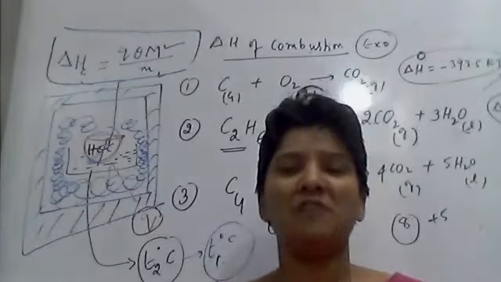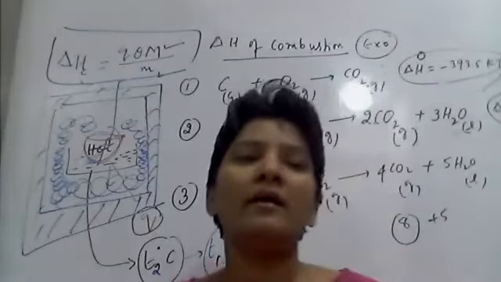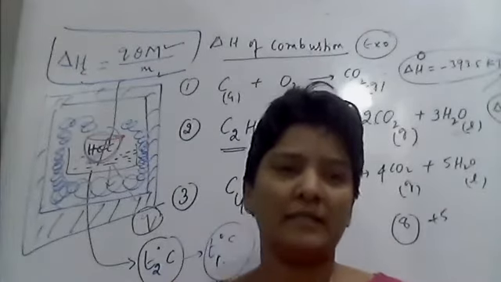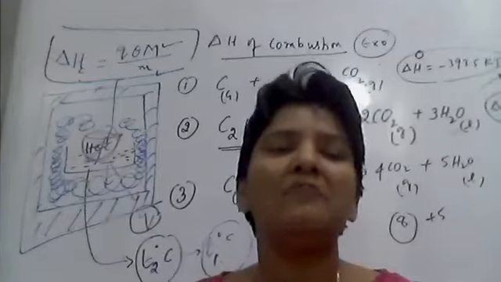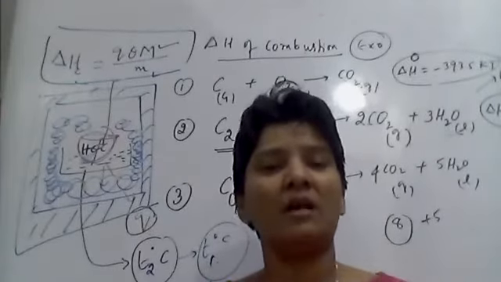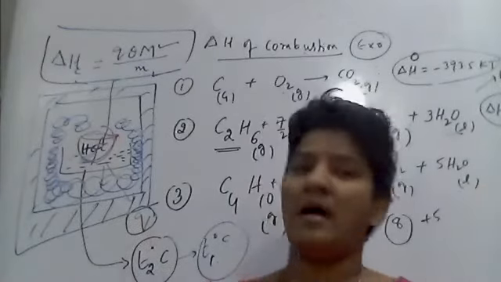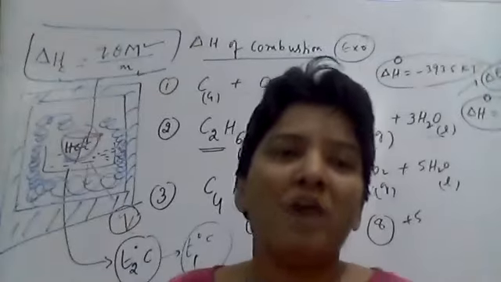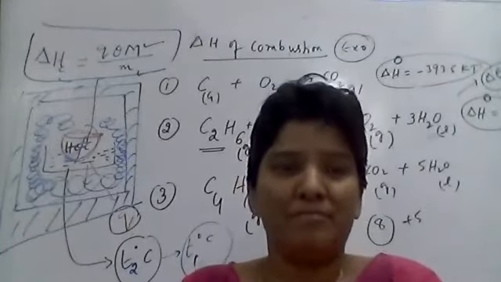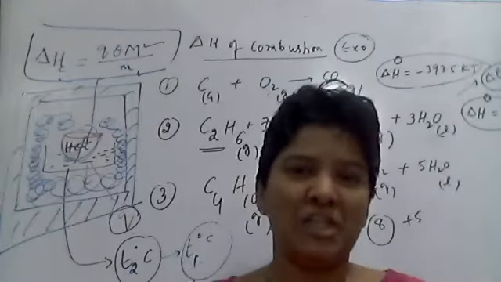Where combustion means what? When a chemical element or any chemical substance is burnt completely in free supply of air, in such a case the elements of that compound convert into their highest oxidation state. And note one more thing: the heat of formations can be calculated from heat of combustion by changing their sign.